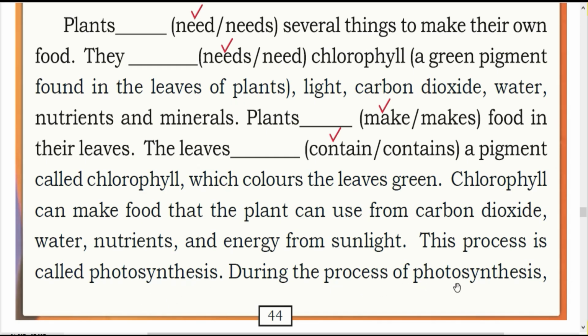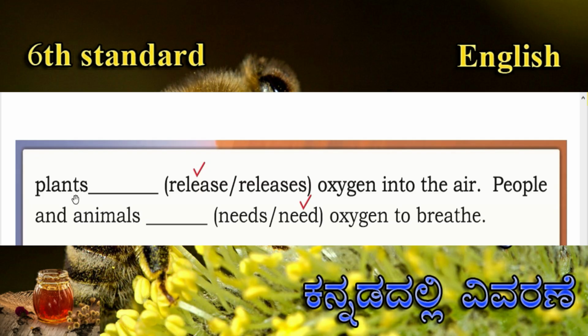During the process of photosynthesis, plants release oxygen into the air. People and animals need oxygen to breathe.